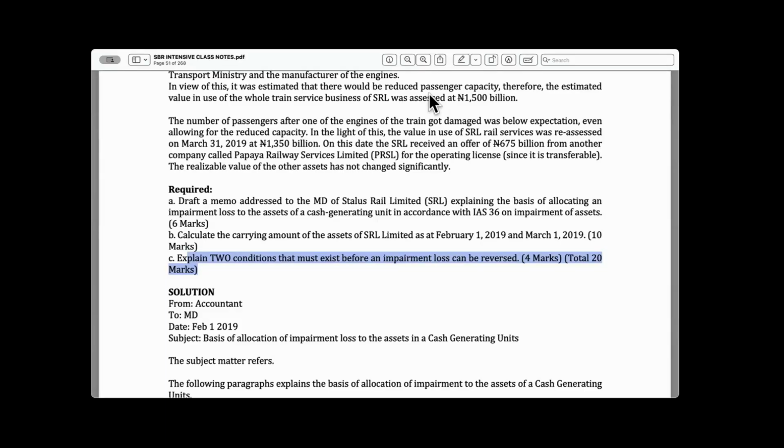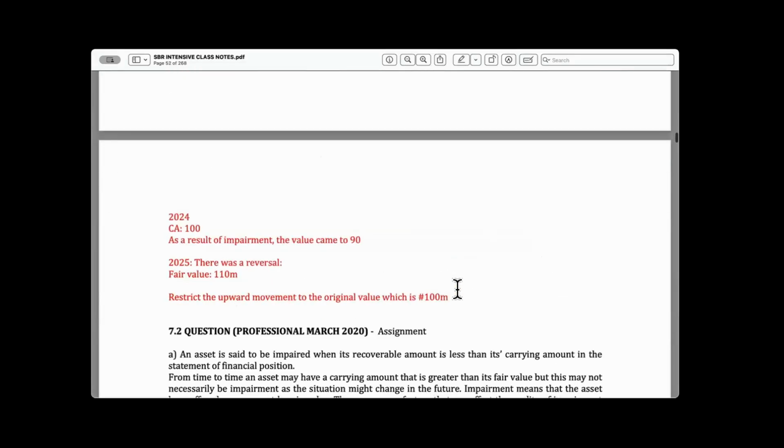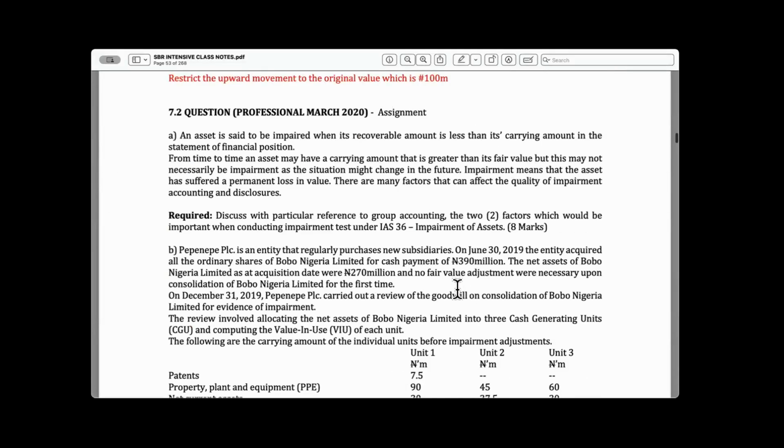When you reverse an impairment, the new value must not be higher than the original value before impairment. If the original value before the impairment was 100 naira, you now impaired down, you now want to reverse. You cannot reverse it above the original 100 naira. It's either to the limit of that 100 naira or below. You cannot reverse higher than that. So majorly, you'll find all this in this handout.